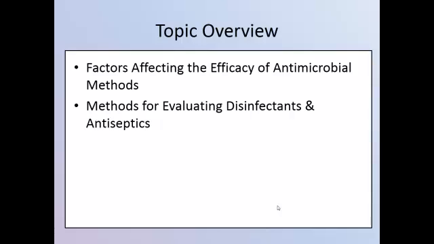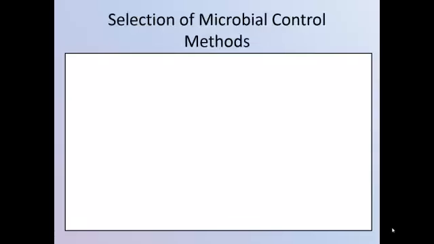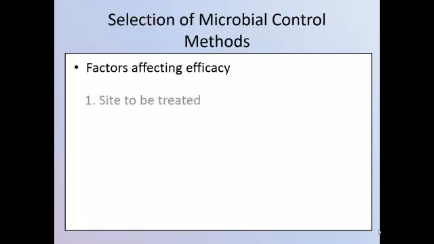In this topic, we will be covering factors affecting the efficacy of antimicrobial methods and methods for evaluating disinfectants and antiseptics. There are a number of things to consider when you're selecting a microbial control method for a particular situation. These factors are, first off, site to be treated. If you're going to be treating living tissue, humans or animals, you're going to want different characteristics than if you're going to be treating non-living hard surfaces.